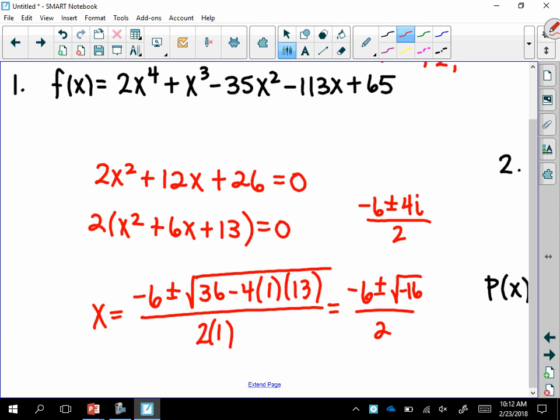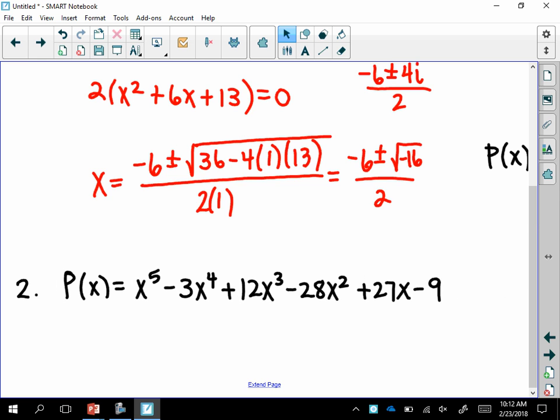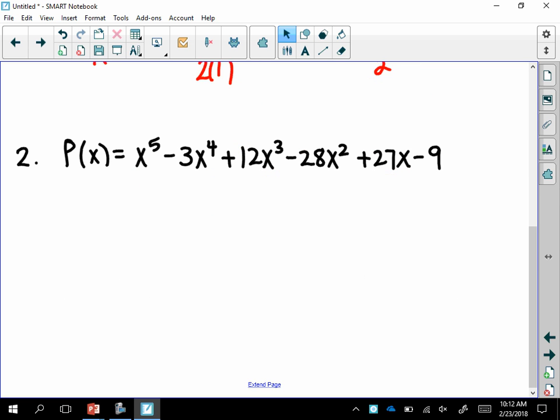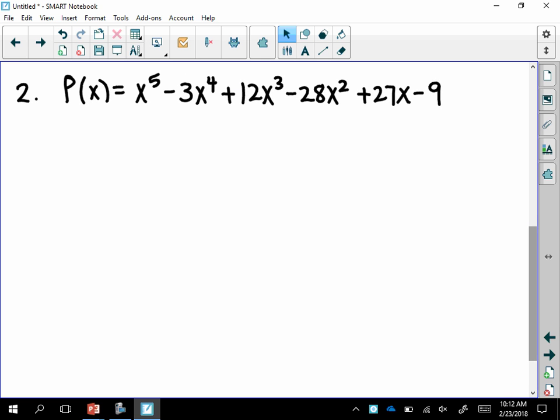All right. The trick to number 2 was what? Right. 1 was your 0, but it had a multiplicity of 3. So we had to use it 3 times in synthetic division. If we do synthetic division 3 times, and I'm going to assume that you can do that correctly, what's the quadratic that results?